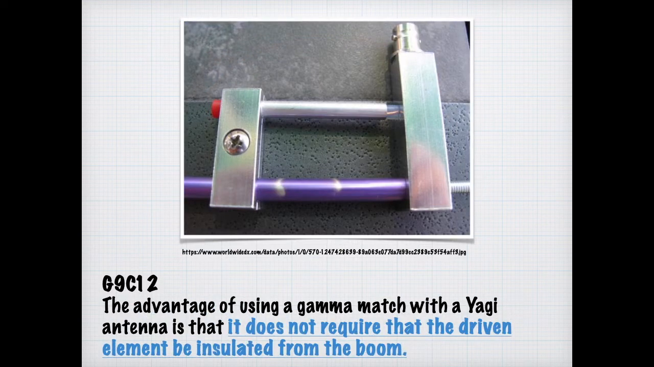A gamma match is used with Yagi antennas to match the relatively low feed point impedance to 50 ohms. For the exam, they want you to know that the advantage of using a gamma match with a Yagi antenna is that it does not require that the driven element be isolated from the boom.